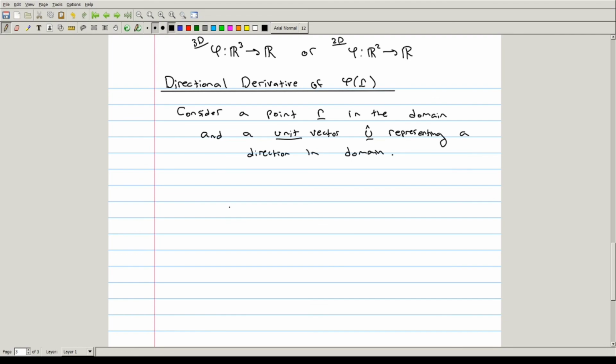We define the directional derivative as follows. So the notation comes first. You write a capital D u hat phi of R, and this is to denote the directional derivative of the scalar field phi in the direction of u hat at the point R. This is defined as the limit as h goes to 0 of phi of R plus h times u hat minus phi at R, divided by h.